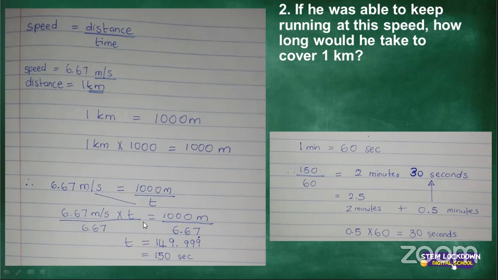We are solving for t in this case because we want to find the time. The question is saying, how long would he take? So we were calculating the time. To solve for t, you divide by 6.67 on both sides. What you do on the left, you do on the right. The answer is t is equal to 149.999 recurring. We convert that because the 9s are recurring, so we just have 150 seconds.